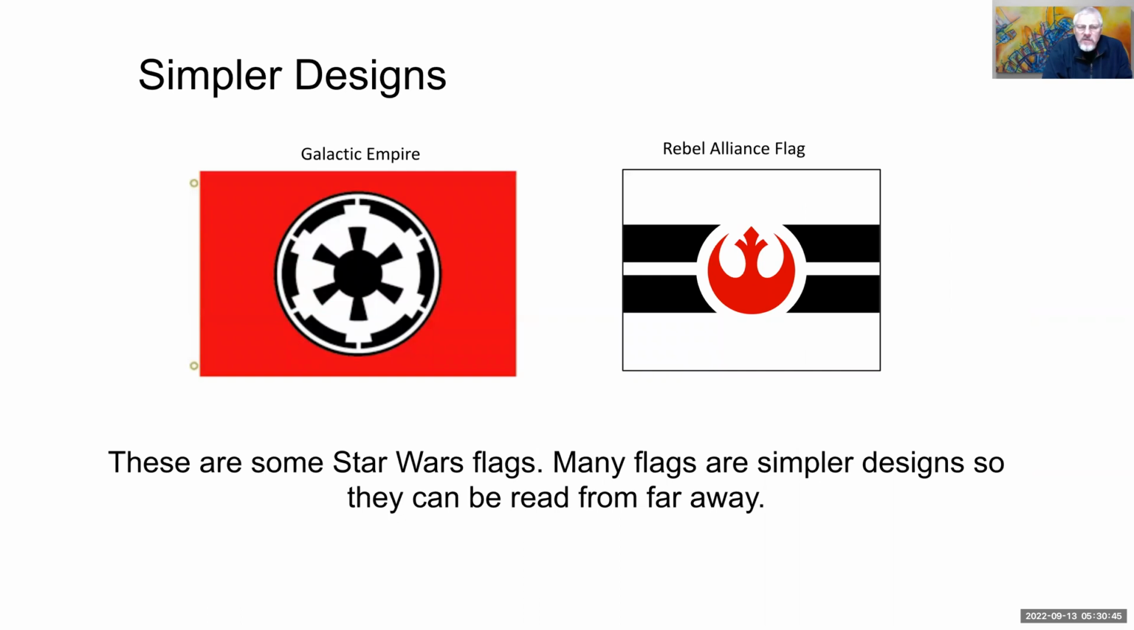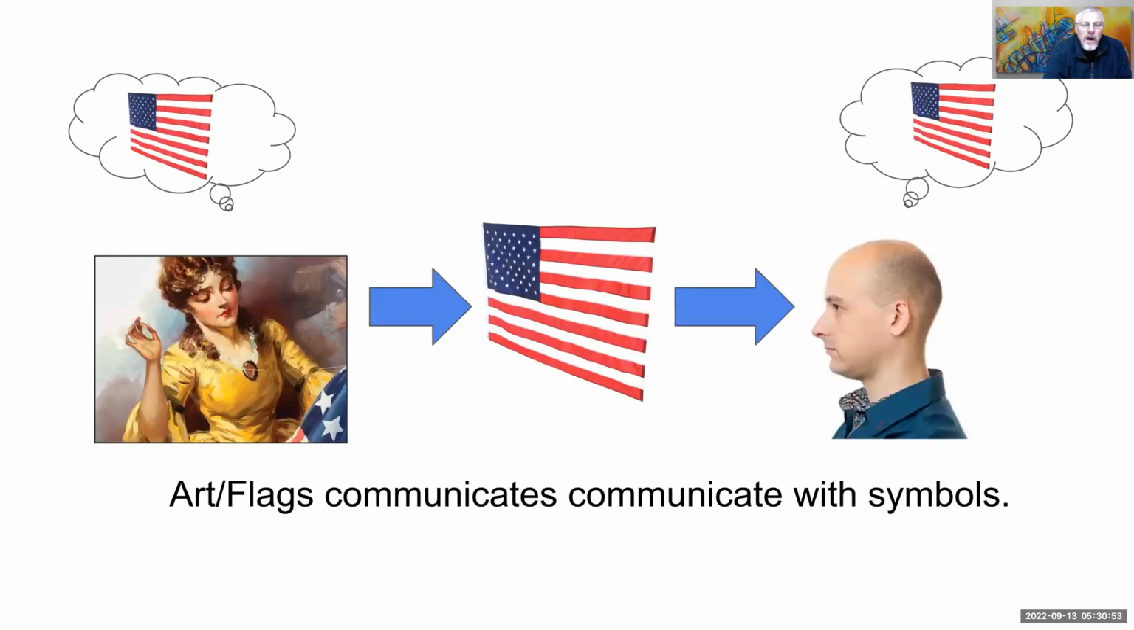Flags in general have simpler designs. These are ones from Star Wars, the Rebel flag and the Galactic Empire flag. Flags work a lot like artworks. A person gets an idea, they make the art piece. In this case, it's a flag. A person sees it, and then they get an idea of what the flag is. If this idea matches some other notions of what the flag is, the person might get those ideas. Like they may understand that all those little stars stand for states.